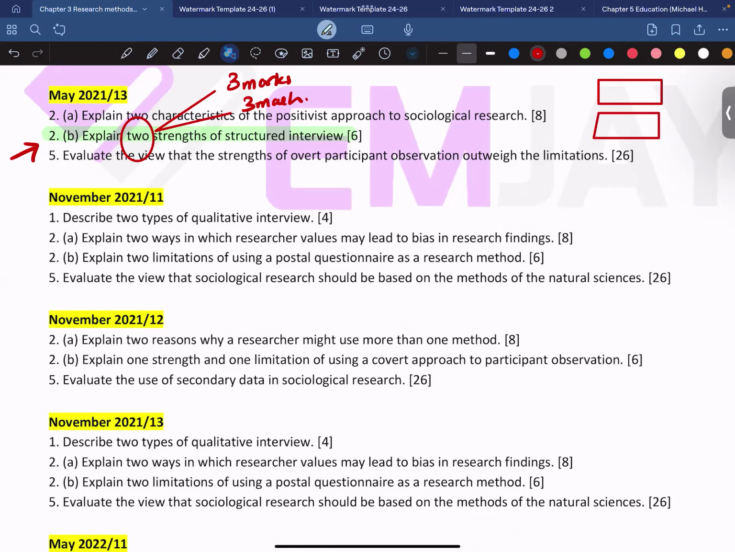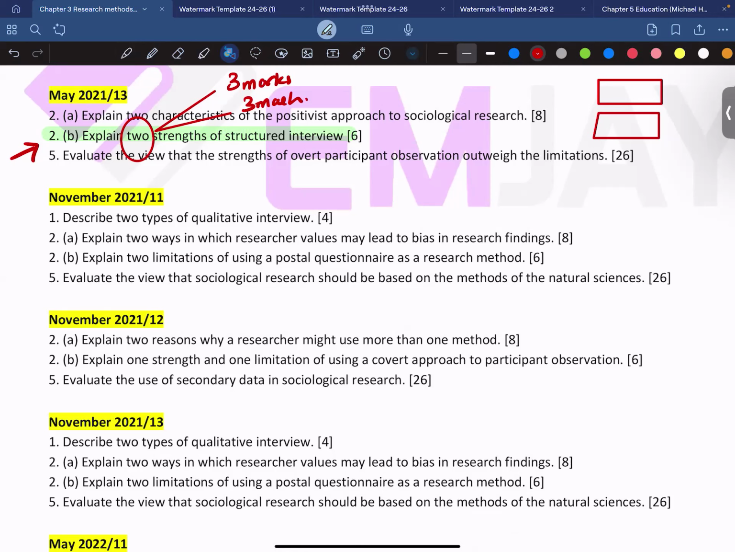How do you get marks over here? You get the first mark for identifying a particular strength. You get the second mark for explaining why the method has a particular strength. That is, in this case, structured interview has a strength. And the third mark for explaining why exactly your point is a strength. Or in other words, whatever the first point is that you've identified, how is it eventually adding to the credibility of any particular research that you're conducting?